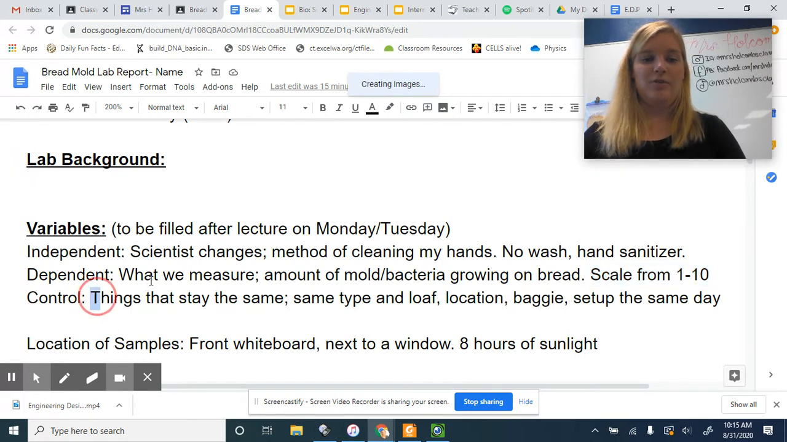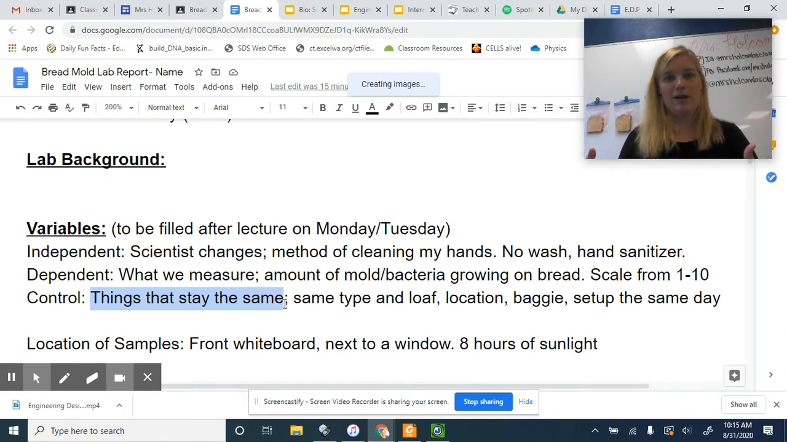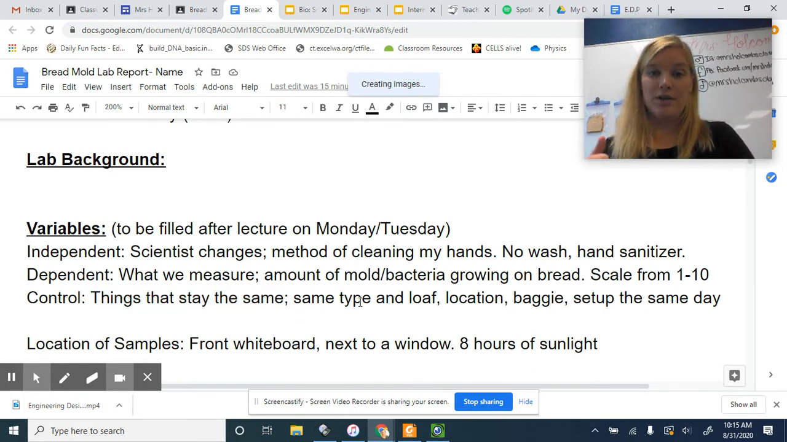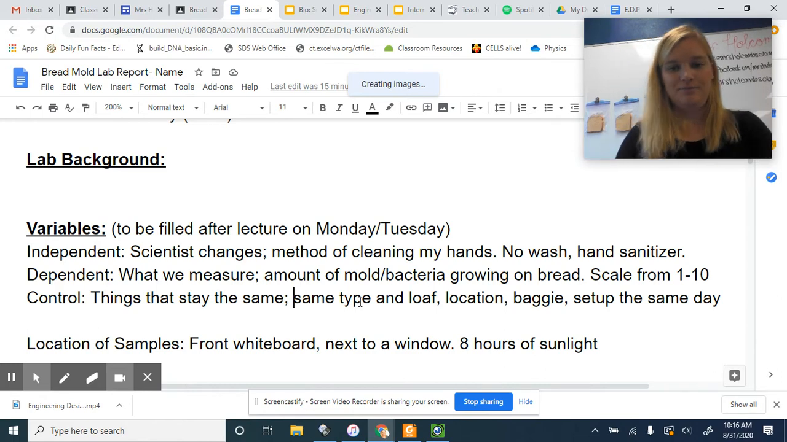And then my control variables are all the things that stay the same. So if I'm trying to test the different methods of cleaning, everything else has to stay the same. Otherwise, I have no clue what actually affected the growth on my bread. So a few things that we listed out where you want to use the same type of bread and the same loaf of bread. If you use bread from 2 different loaves, they might have been made different days, so one might mold faster than another. And if you use banana bread, which has a high moisture content because it's got bananas in it, versus sourdough bread, and you try to use them in the same experiment, it's not going to work out so well.